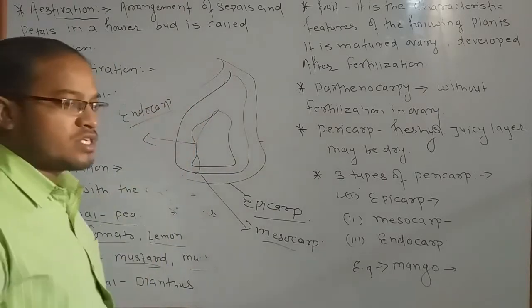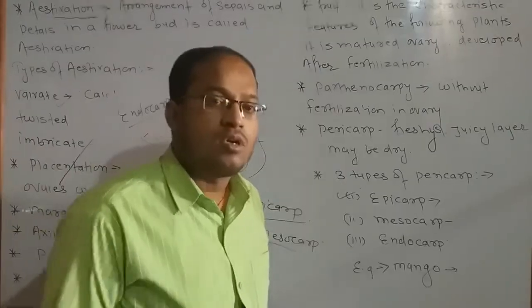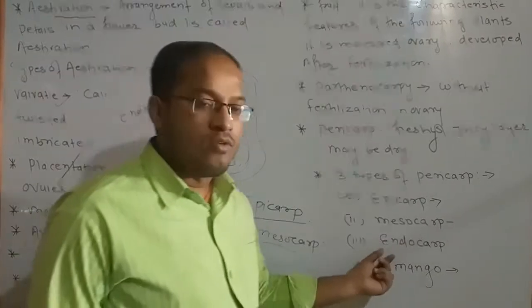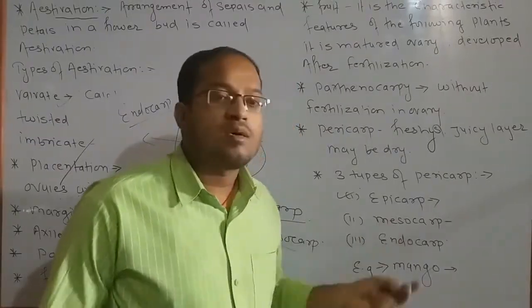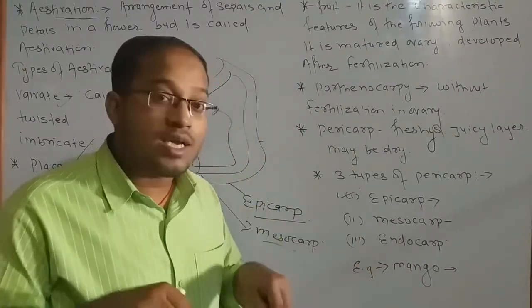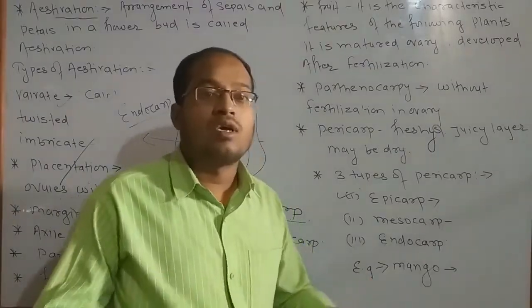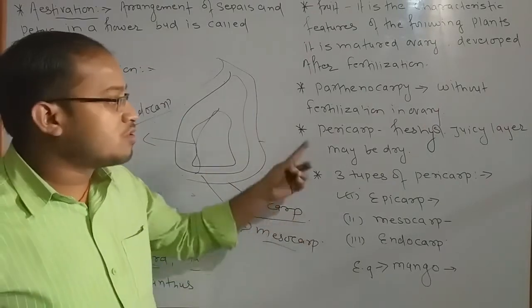Endocarp is also not an eaten part. एंडोकार्प को भी जनरली हम लोग नहीं खाते हैं. So endocarp is hard and it is found inside the fruits. Mesocarp is a middle layer. Endocarp is the inside layer, it means inner layer, and epicarp means the outer layer of any fruit. That is all about the pericarp.